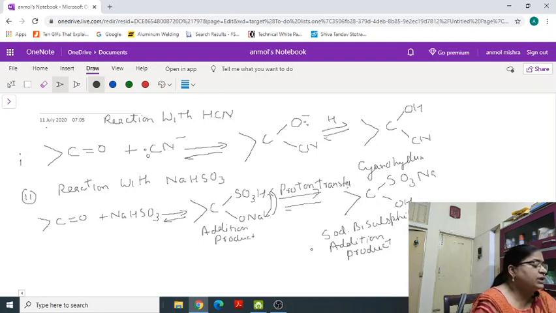Number 2, this bisulfite addition product is water soluble and can be converted back to the original carbonyl compound when treated with dilute hydrochloric acid or alkali sodium hydroxide. Therefore, this reaction can be used for the separation and purification of aldehydes.